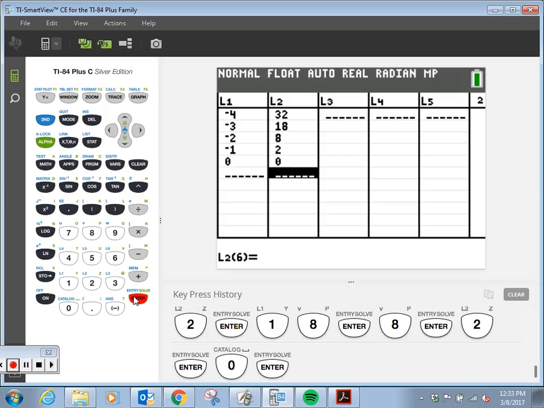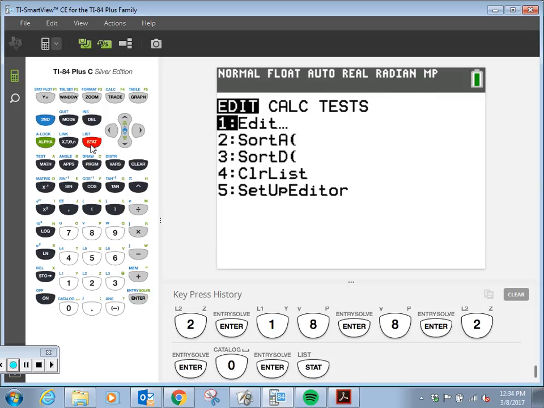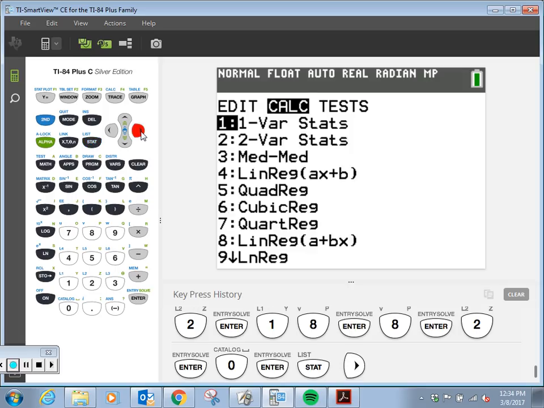Okay. If you don't have that put in yet, go ahead and pause it, get it all in, and then replay. But I'm going to go ahead and move on. So from here, after you get your table in, you're going to do stat again. We need to calculate the equation. So you're going to right click over to calc.